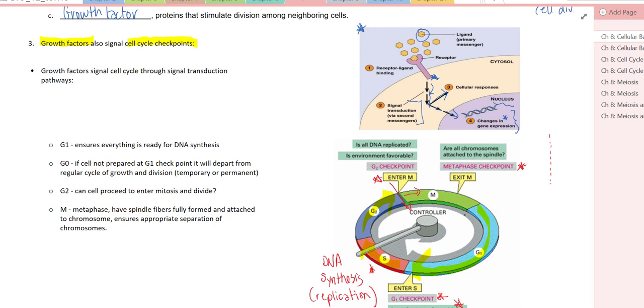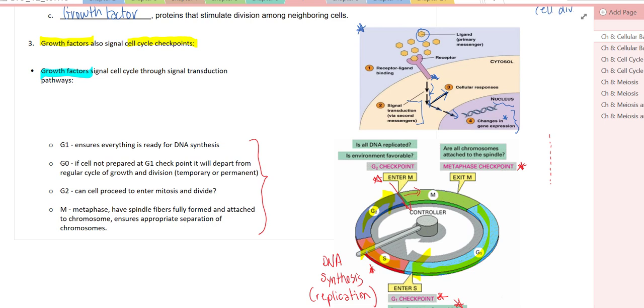So it's amazing the number of things that go on in a cell to ensure things happen in an orderly and correct fashion. And this is all controlled by many of these growth factors that signal the cell cycle through signal transduction pathways. I just indicated a few main things here, the events that are occurring in those different checkpoint phases to ensure the cell moves through the cell cycle into the next section.